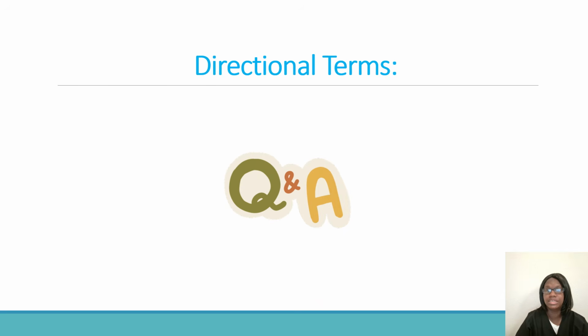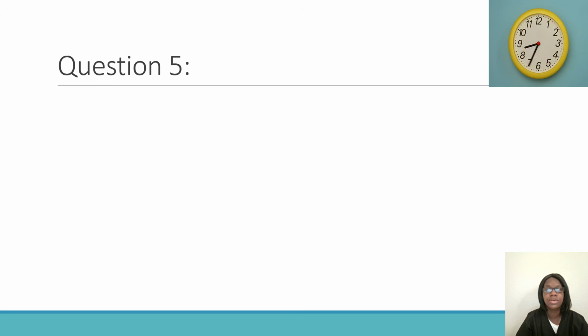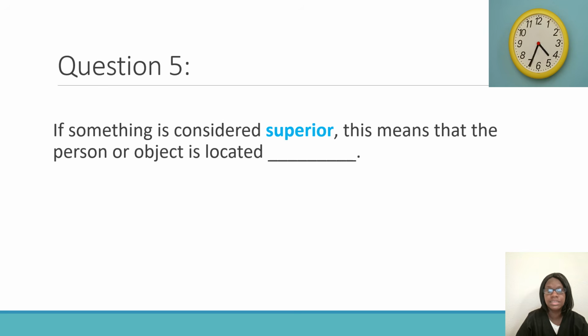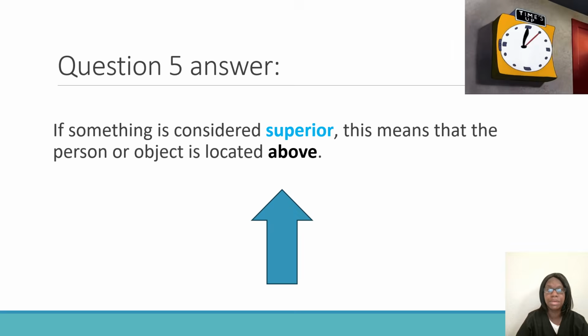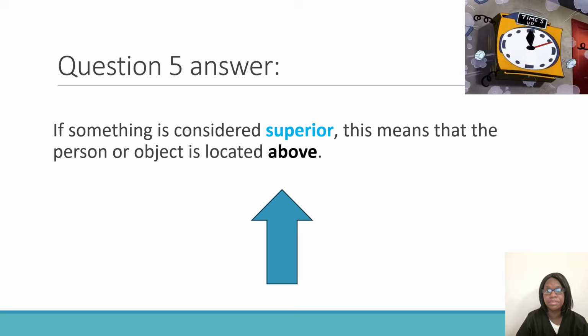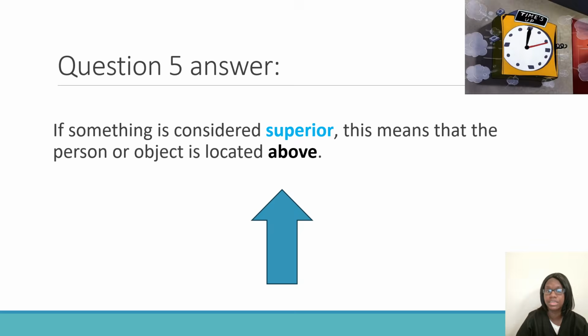All right, so I finished that section. Now in this section, we'll talk about directional terms. Question 5. If something is considered superior, this means that the person or object is located. I'll give you a few seconds to think about the answer, and then I'll give you the answer. Okay, the correct answer is above. So if something is considered superior, this means that the person or object is located above.